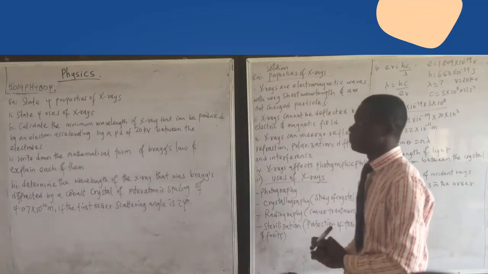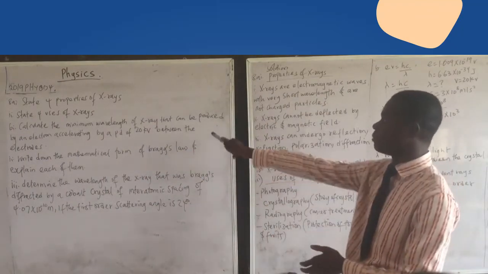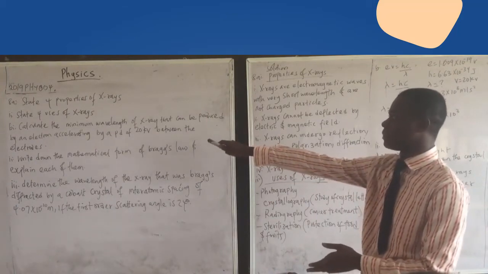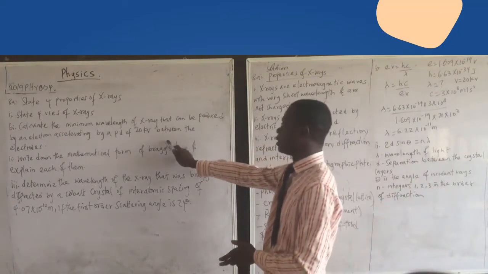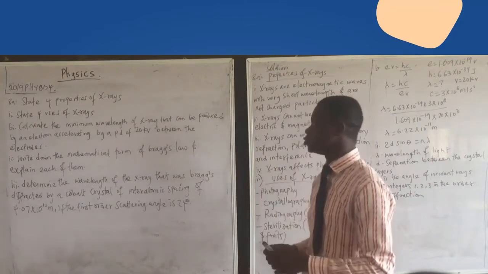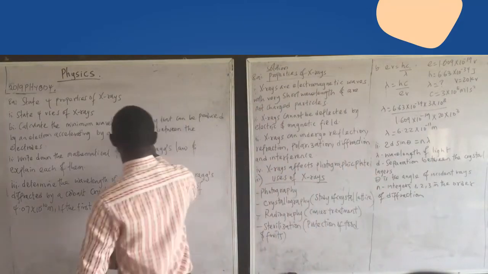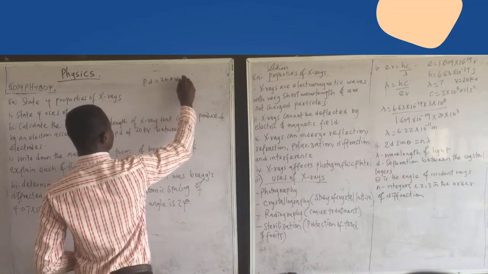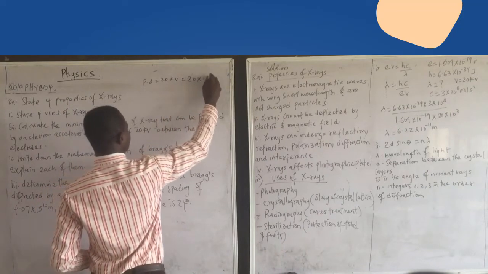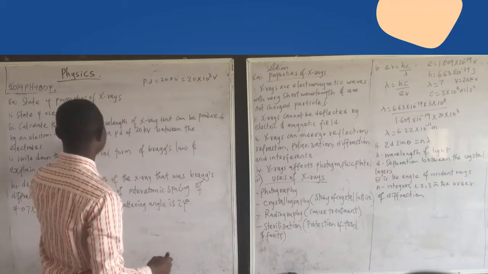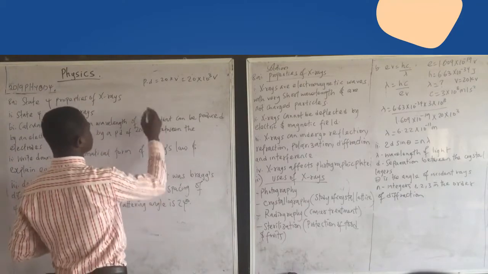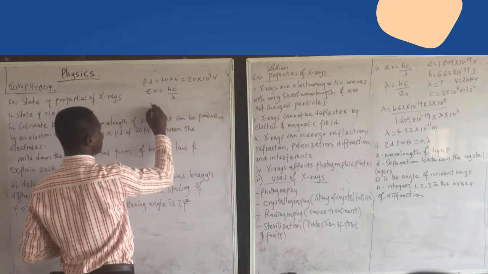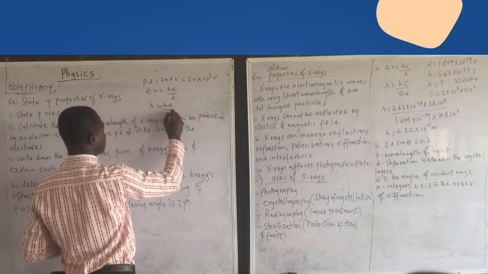So the B part says we should calculate the minimum wavelength of X-ray that can be produced by an electron accelerated by a PD of 20 kV between the electrodes. First thing you do is write out your parameters. You have a potential difference of 20 kilovolts, which is 20 times 10 to the power 3 volts. You are looking for the minimum wavelength. You should know that eV equals hc over lambda. So minimum wavelength is hc over eV.